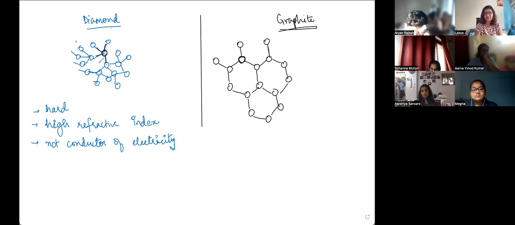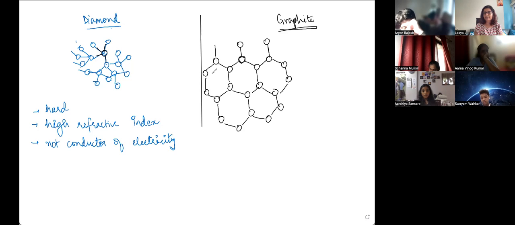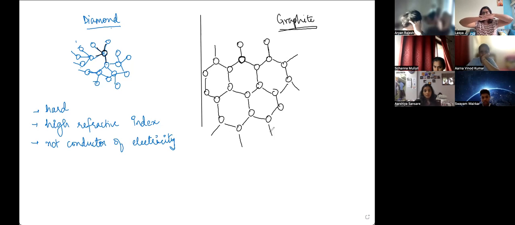Diamond is difficult to draw here because it's a 3D structure, with the four of them existing in all directions. But in the case of graphite, it consists of a network of flat hexagonal rings. Layers, yes. And each of these hexagonal networks is arranged in layers, one on top of another.